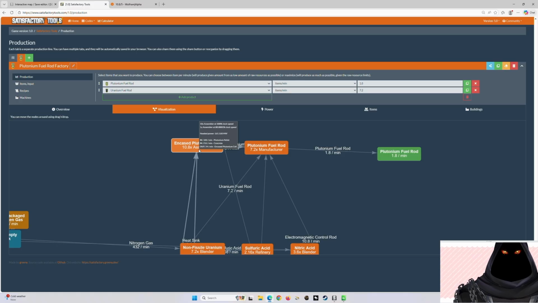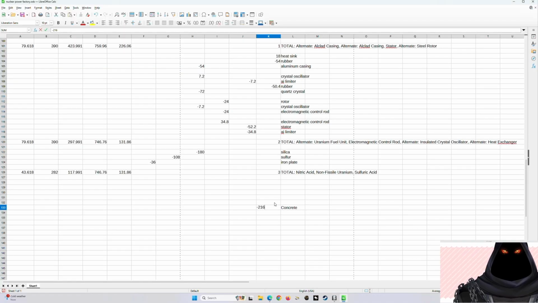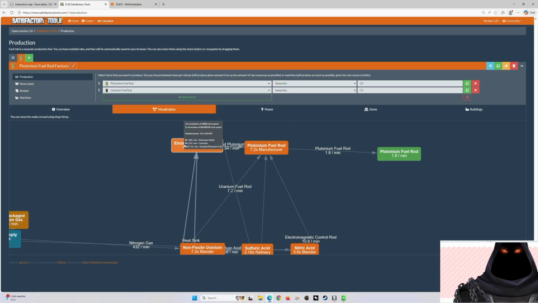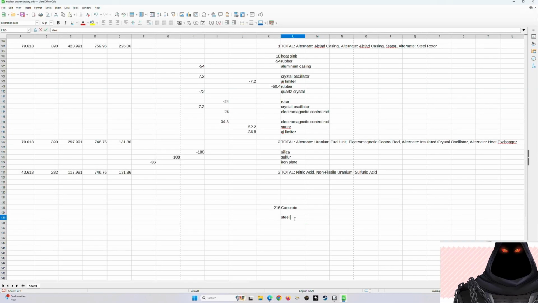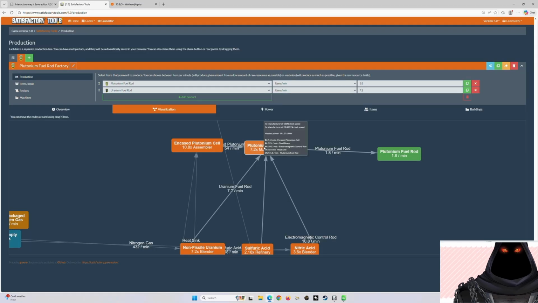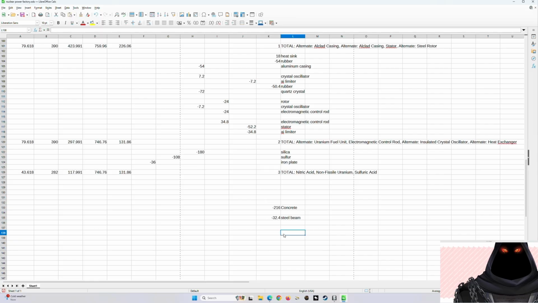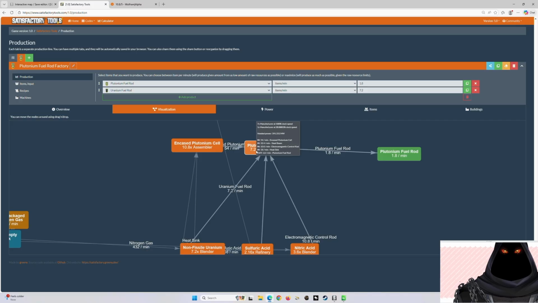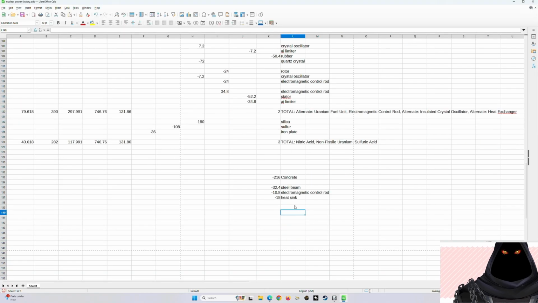Alright, so we have concrete, and we are consuming negative 216. Okay. And that's it. And we have minus 32.4 beam. Negative 10.8, and then we have heat sink. Minus 18. Okay. That's it. Okay. All right.